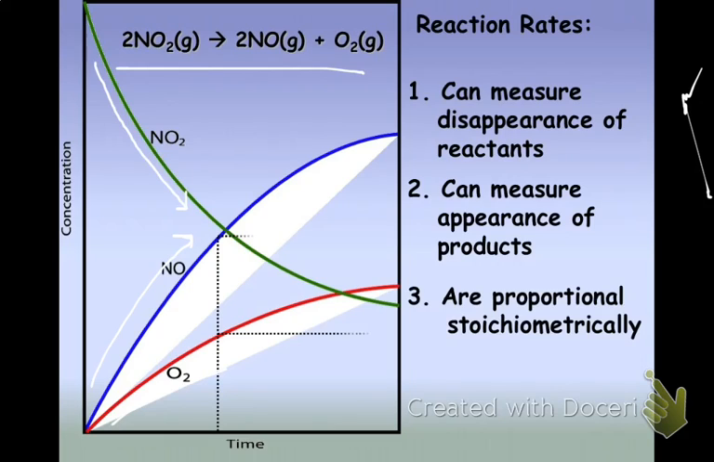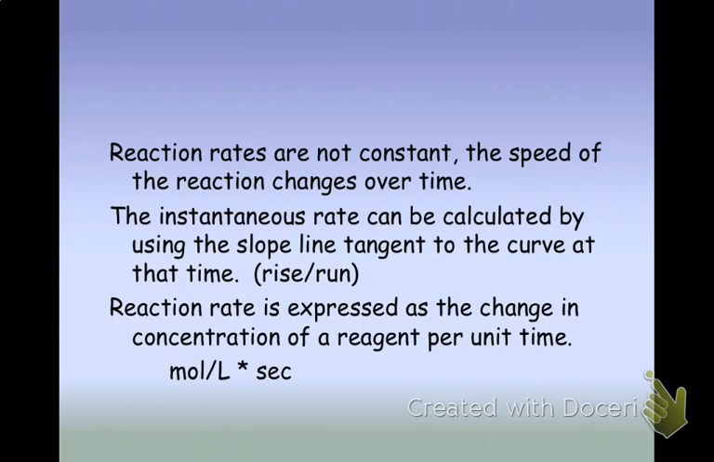So what you notice is that the O2 and the NO do not form at the same concentration. If you look back up at the coefficients, you have twice as much NO gas forming as O2. So what that tells us is that reaction rates are not constant. The speed of the reactants will change over time.